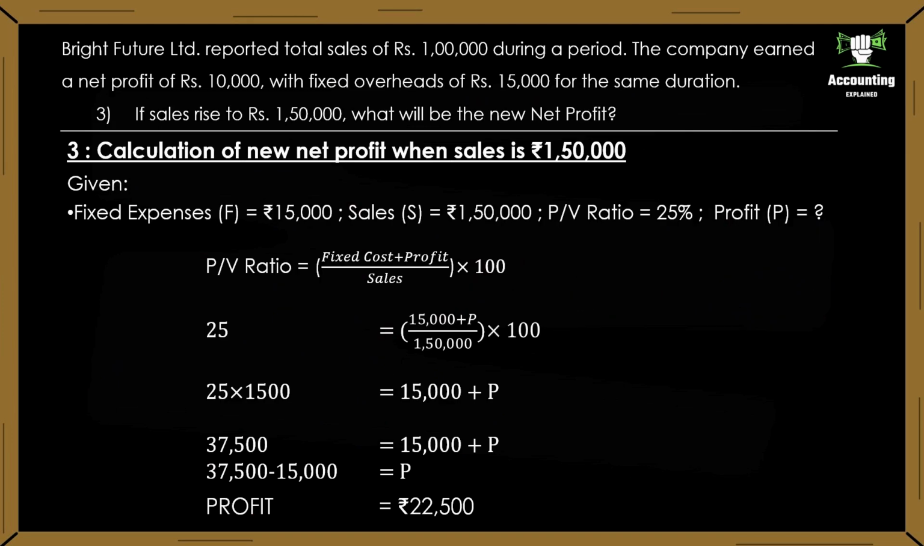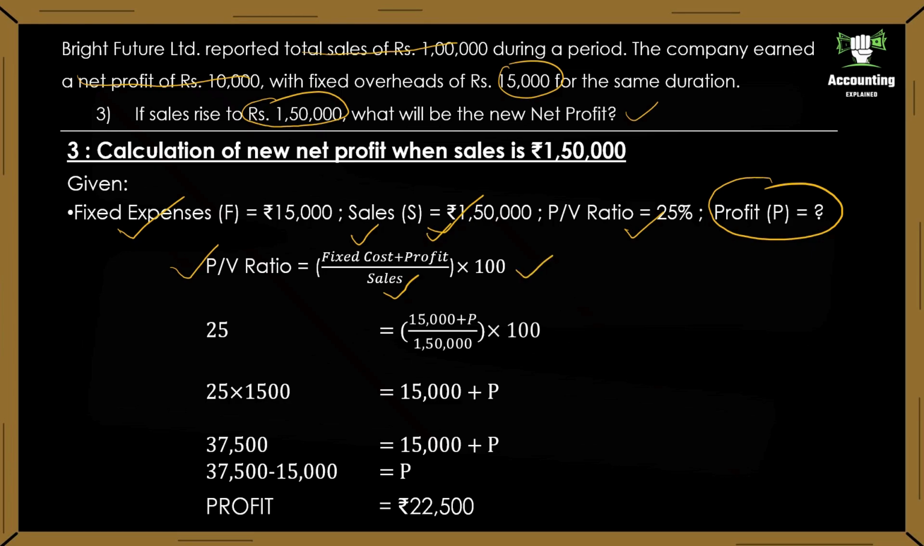Now we are going to find out the net profit when the sales is given as 1,50,000. We don't need the previous sales now, and the net profit which is given in the question also. The information which we have now is fixed expenses 15,000 as given in the question. New sales is 1,50,000. P by V ratio which we have calculated is 25%, and we are going to find out the profit with the given information. So we can use only the formula which we have previously used. P by V ratio is equal to fixed cost plus profit divided by sales into 100.